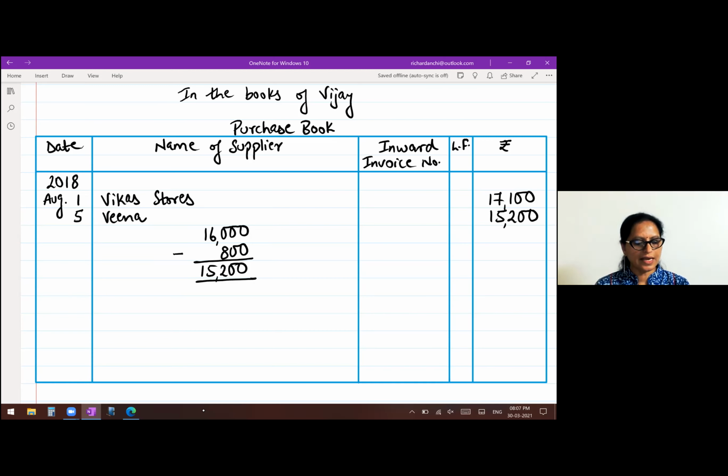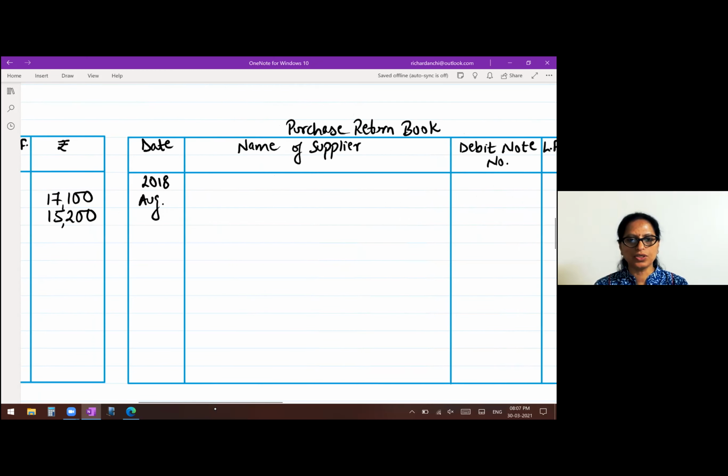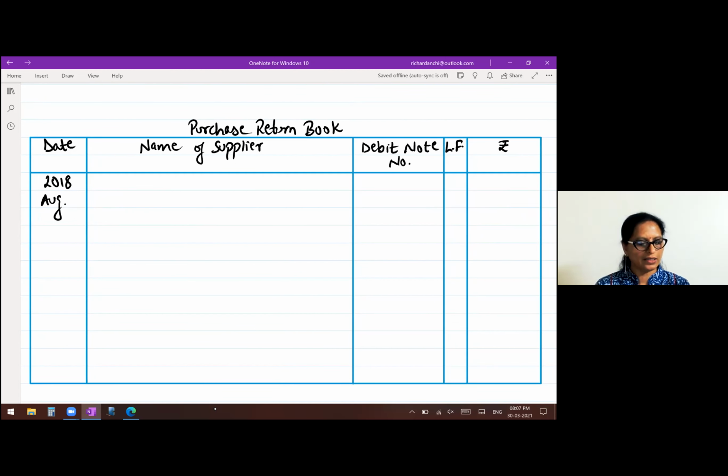8. Send a debit note to Vikas stores rupees 1,600 gross for goods returned. So now goods are being returned. We had purchased from Vikas. So when you return, it will come in the purchase return book. So write the date 8th. Now write the name of the supplier, Vikas stores. Now when it is said gross, you have to see at what you had purchased, that trade discount you will deduct and then write the amount.